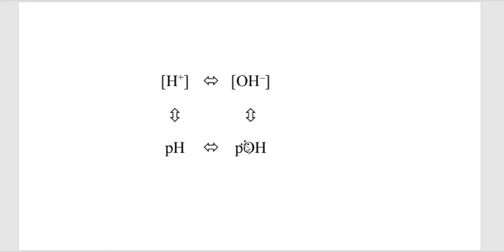All right, so this little chart right here helps us to convert from one variable to another. On the top part right here, we have the concentration of hydrogen and the concentration of hydroxide. If we want to go back and forth between these, we use our kW equation. So our kW is our hydrogen concentration times our hydroxide concentration, and we know that this has to equal 1 times 10 to the negative 14, right?